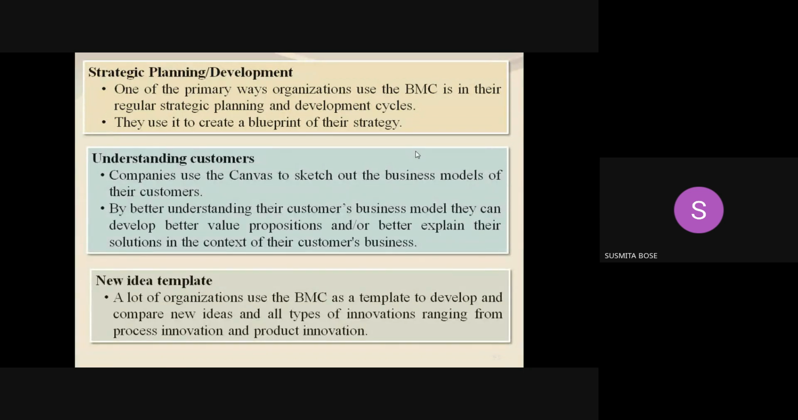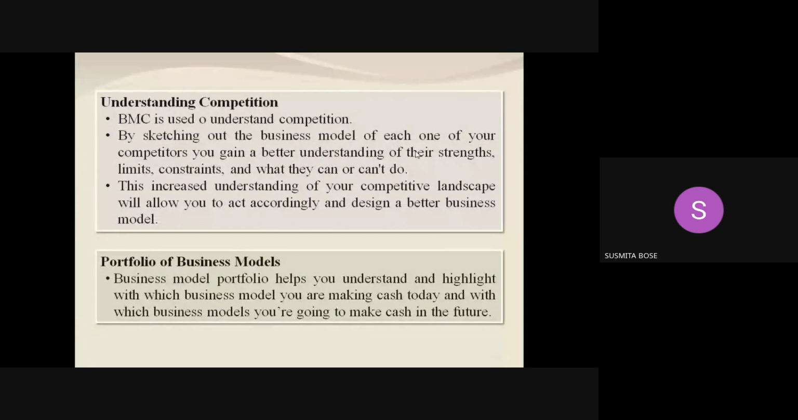A lot of organizations use the BMC as a template to develop and compare new ideas and all types of innovations, ranging from process innovation to product innovation. It is used to understand competition. By sketching out the business model of each one of your competitors, you gain a better understanding of their strengths, their weaknesses, their constraints, and you can understand what they can do or cannot do. This increased understanding of your competitive landscape will allow you to act accordingly and design a better business model.